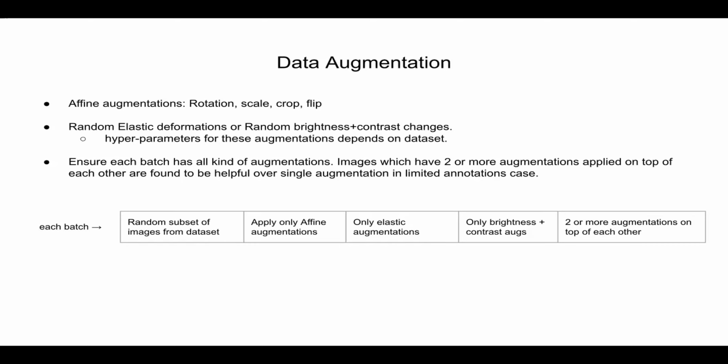And then the second part would be you only apply affine augmentations on this subset of images which you have selected. The third part would constitute elastic deformations. The fourth one would be applying intensity augmentations. And finally, we also want to apply multiple augmentations on top of each other. We have seen that using this last part does improve the training and also results in good test scores and also validation dice scores.